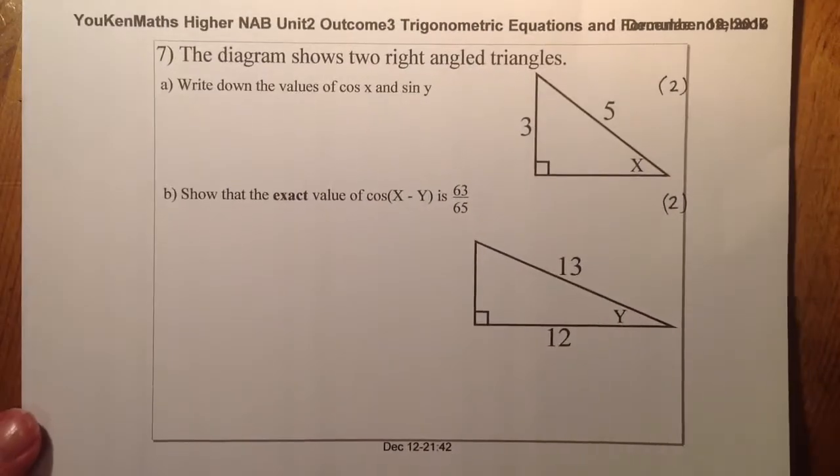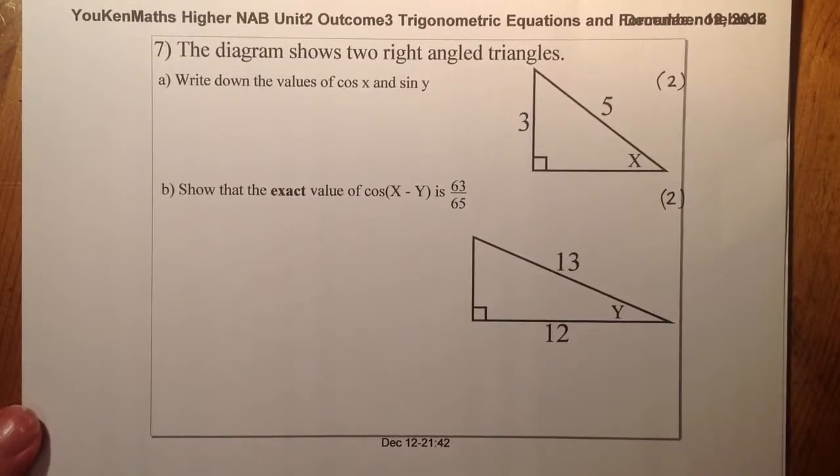Let's move on to question number 7. Right, for question 7, we're going to write down the values of cosine x and sine y when I see the two triangles that I have that are here.